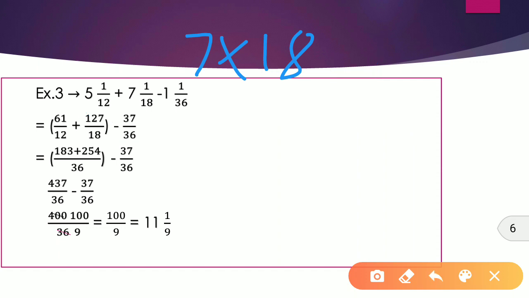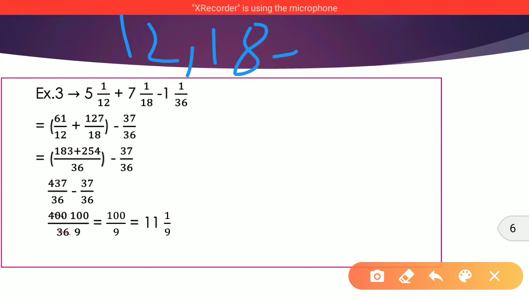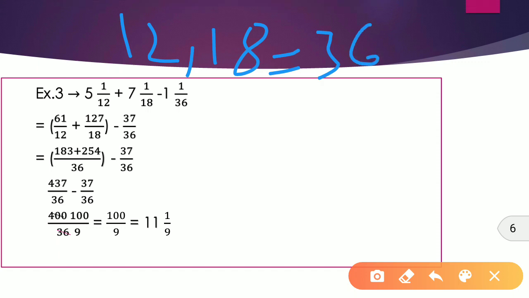First we have to add the rational numbers. That's why I have written here in the bracket. Now 12 and 18, the denominators are not the same. So first you have to take the LCM. The LCM of 12 and 18 will be 36. So for solving the bracket, first of all take the LCM. The LCM will be 36.